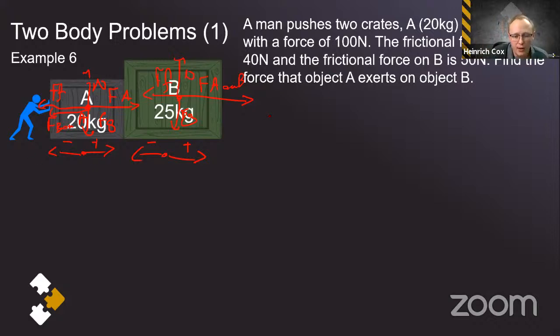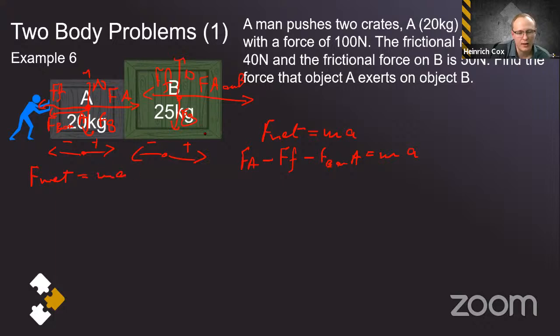So if we go and look at object A and we want to do F net equals MA for A, right? We are going to have the F_A in the positive direction minus the friction force minus the force of B on A, which is equal to the MA. And then if we do the same thing for B, okay, I realize it's confusing that I'm now doing A on the right and B on the left. This is my presentation. I'll do it as I please.